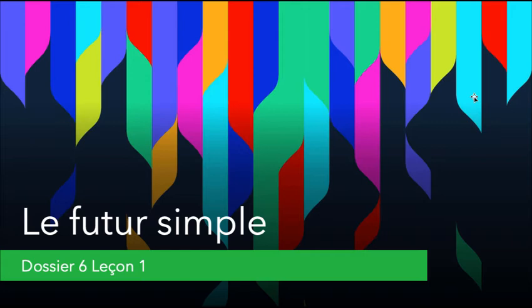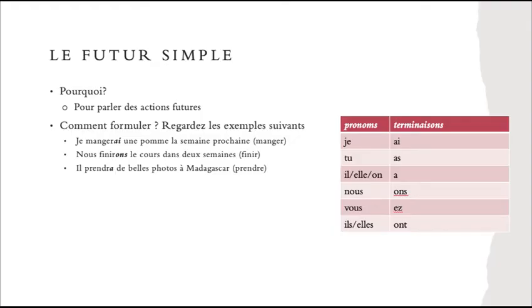But of course, given a writing piece, for instance, if you're using both, that shows me that you know both of the material. So without further ado, pourquoi utilise-t-on le futur simple pour parler des actions futures? N'est-ce pas? So again, you're speaking about future actions. How do we formulate it? First of all, let's look at the ending.